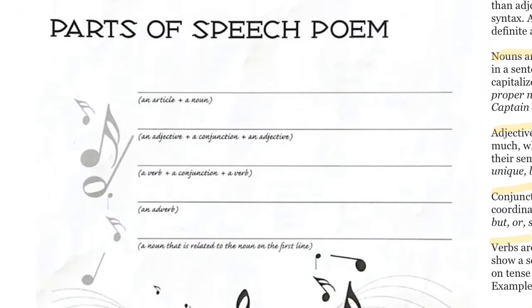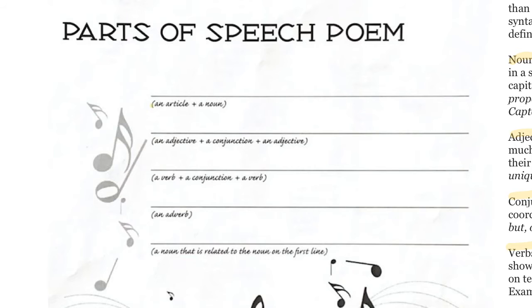Now, on the parts of speech, if you look here, it says an article and a noun, an adjective and a conjunction and adjective, a verb, a conjunction, a verb, an adverb, a noun that is related to the first noun on the first line. So you're going to be adding the different parts of speech.